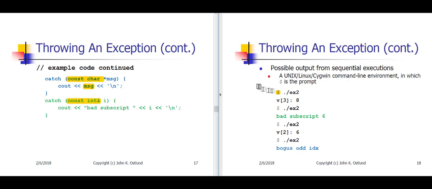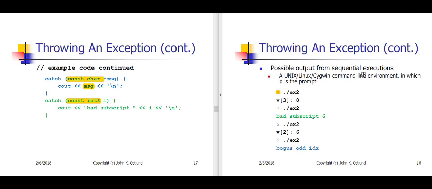The $ symbol here is the Linux prompt, or the Unix prompt, or the Cygwin prompt. You can install Cygwin on Windows. Cygwin provides a Linux-like command line environment with a bash shell and the whole collection of Unix/Linux commands.